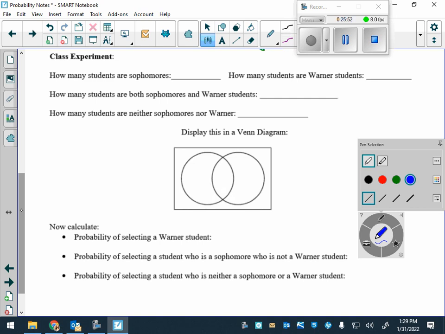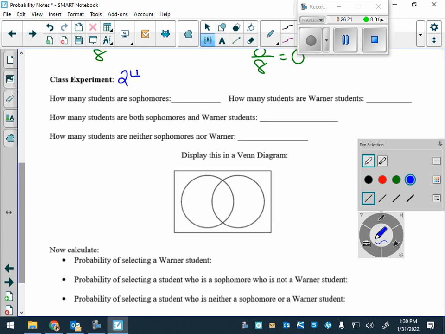So I will ask you. It's easier if I make you stand up than raising hands because we can't tell. How many do we have in total in class? You guys count. How many do we have? 24. Okay. That's what I thought.